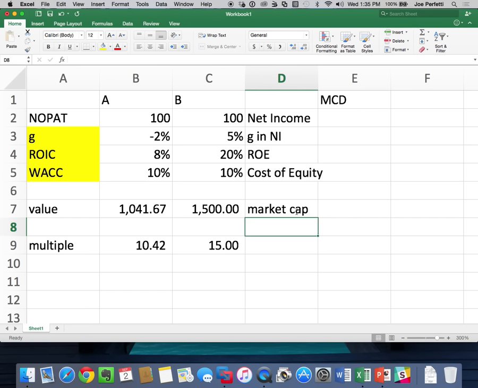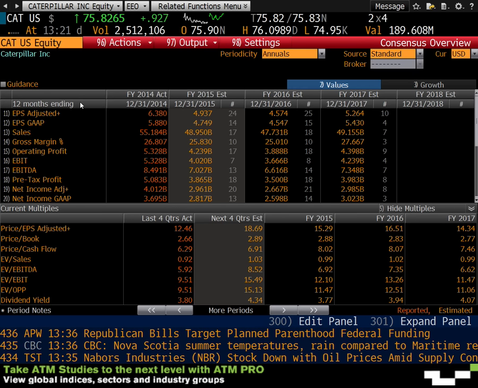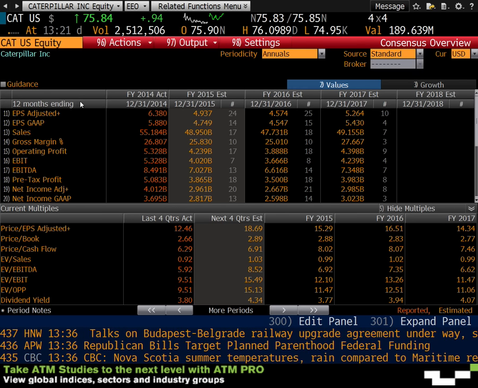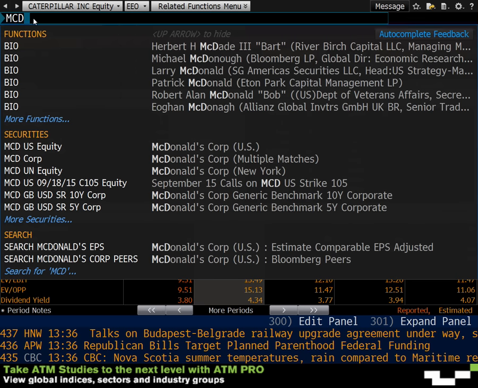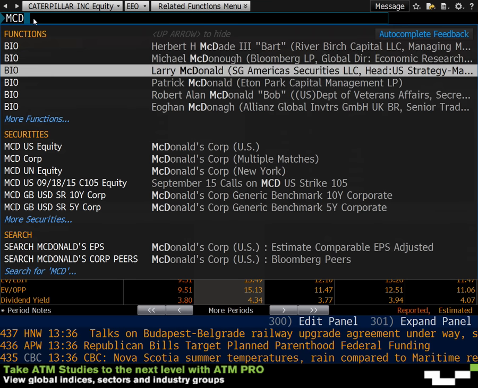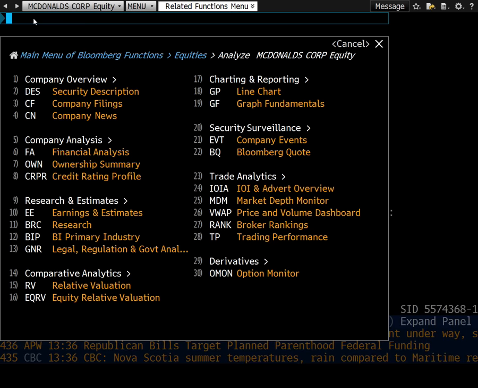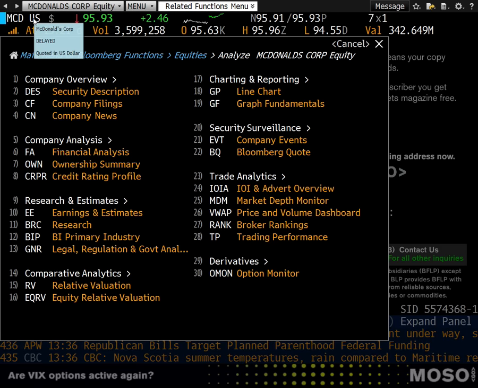But here's the point. McDonald's. Companies are worth the sum of their future cash flows. Well, in order to get that, I've got to go figure out what the future looks like. I'm hoping I'm still in Bloomberg. So what I'm going to do is look up McDonald's, and I'm going to go to a couple of different screens.